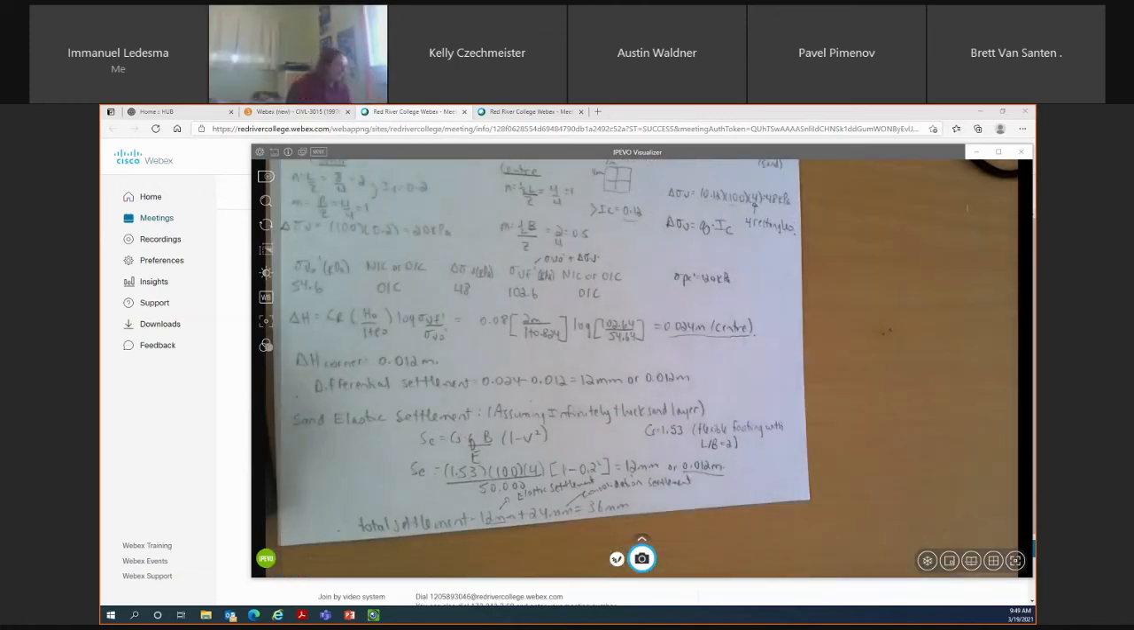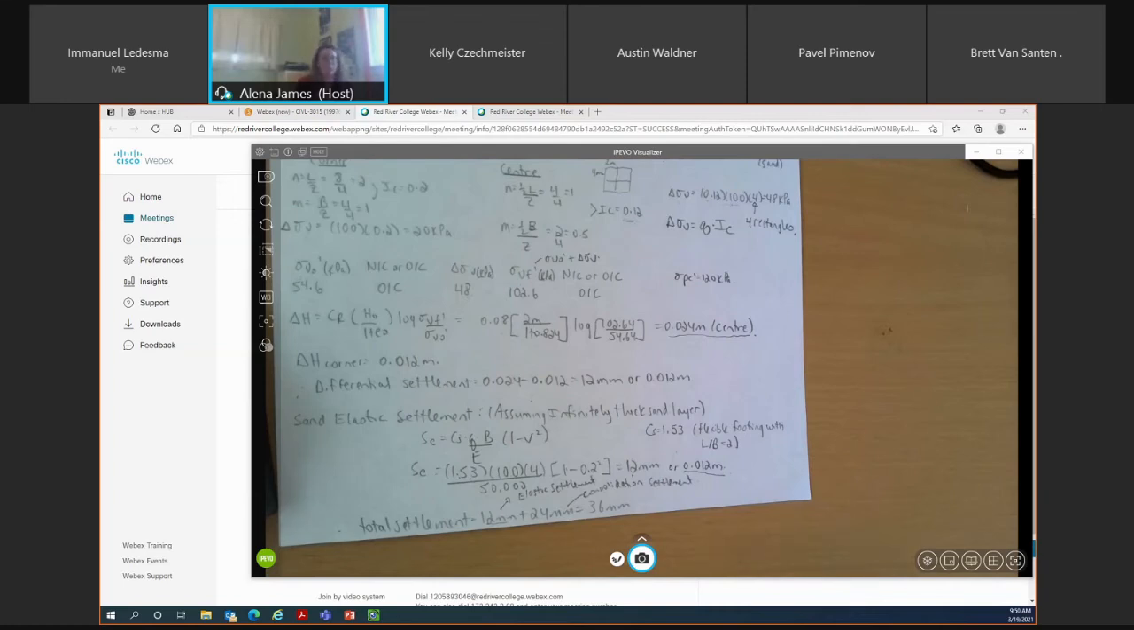So you could go through, CS is 1.53. You could go through and plug and chug through with the numbers. And again, it's just a complete coincidence that the amount of elastic settlement would be 12 millimeters, sorry, in the sand layer.